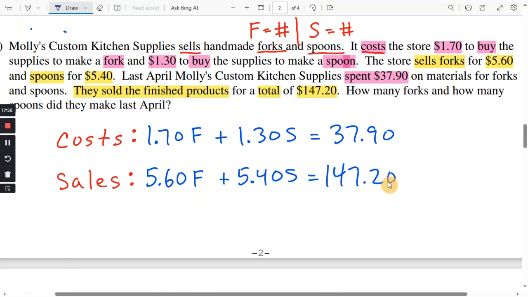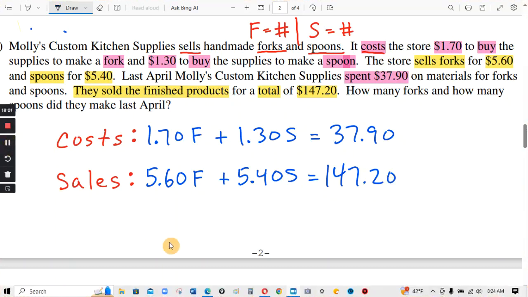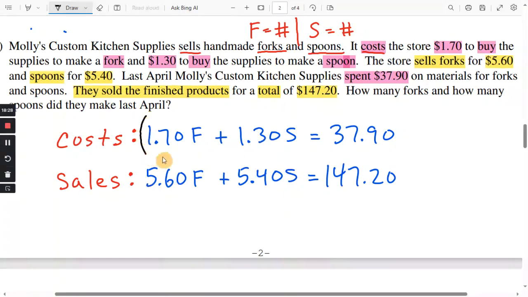Okay. Now we kind of have ugly equations here. We might have to use the crisscross method. Let's see. If we do 5.6 divided by 1.7, that's a big decimal. That's not going to work. Let's see, 5.4 divided by 1.3. That's a big decimal. That's not going to work either. Okay, so we're going to have to crisscross here. All right, this is going to be a little messy.